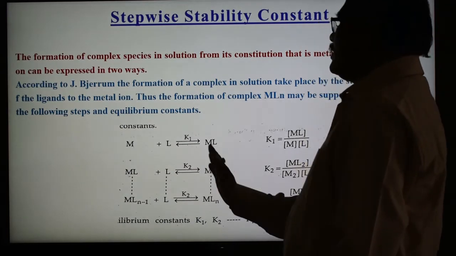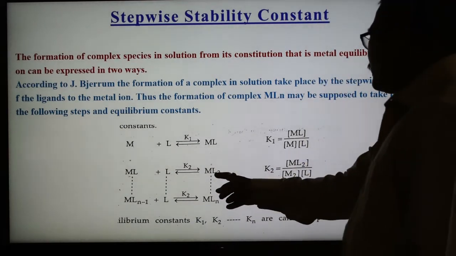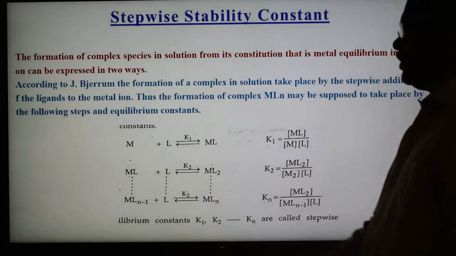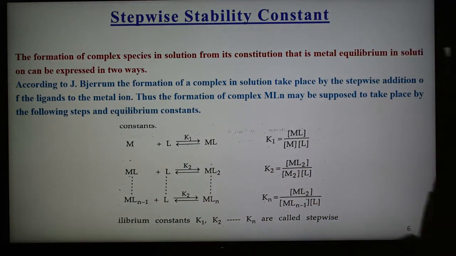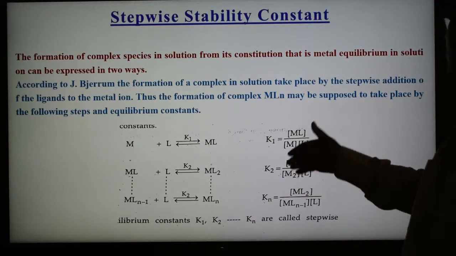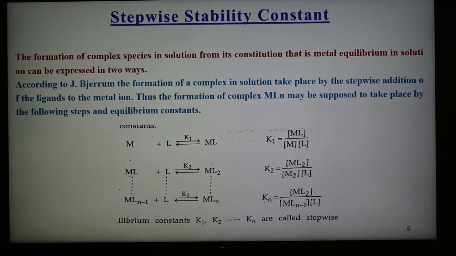So stepwise addition of ligand is taking place and we get ML2, and K2 is equal to this one. In a similar way, up to n times, up to ML(n-1) plus L, forming MLn. So in this way we can write the expressions for K1, K2, K3 up to Kn. These equilibrium constants K1, K2, Kn are known as the stepwise stability constants for the complexes. So this is one expression of how the stability constant can be written.